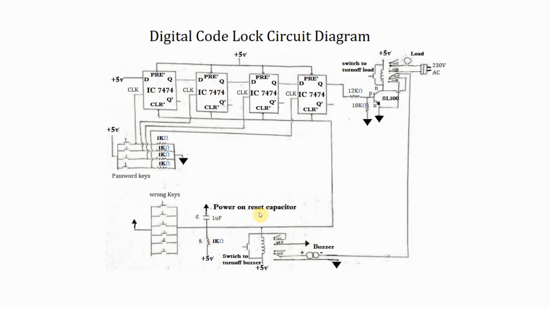Here, a power on reset capacitor is used to reset all the flip-flops whenever the circuit is switched on. To turn off the load or the buzzer, a key connected across the relay coil is used, which turns it off by bypassing the current. So, this is the circuit diagram and working of digital code lock.